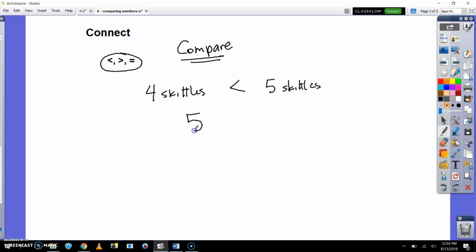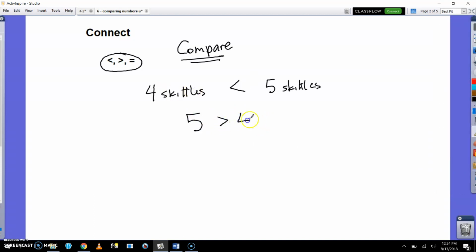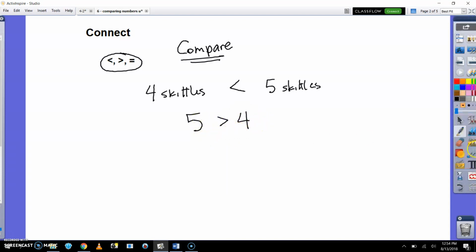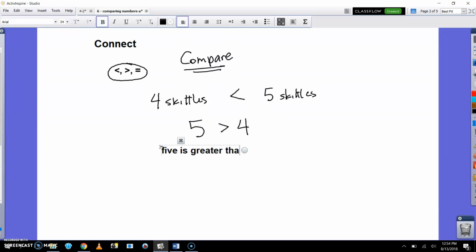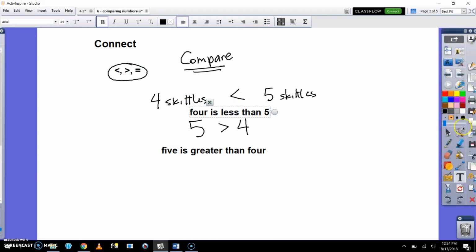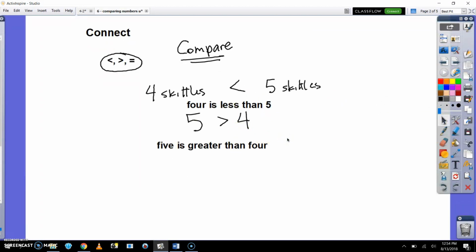So it wouldn't matter if we reversed it, we would still make the big side of the sign go toward the greater number, and the small pointy side of the sign go toward the lesser number. This means 5 is greater than 4. That's how I would read this bottom one, if you're not used to that symbol. 5 is greater than 4. And this top one, which obviously says the same thing, we would just read in reverse. We would just say 4 is less than 5. Those mean the same thing, it doesn't matter which way you put it.